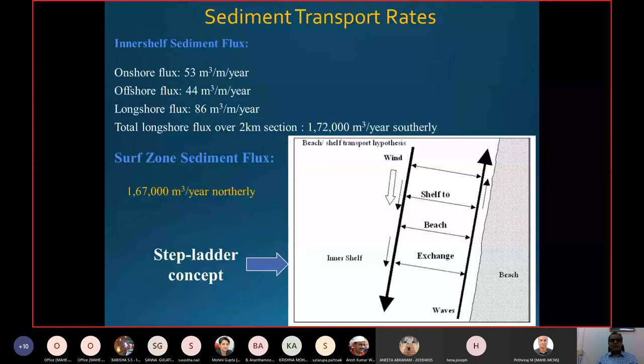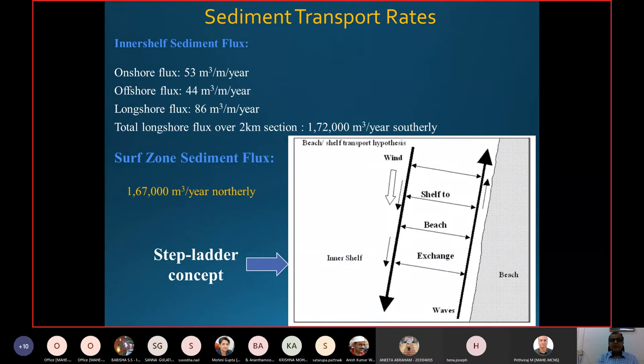So based on all these instrumentation measurements, we computed how much onshore flux is coming onto this beach. We estimated around 53 meter cube per year, and offshore flux we estimated 44 meter cube per year. And then longshore flux we did, and then we came out with a model we call the step ladder model to show how it is getting concentrated there.